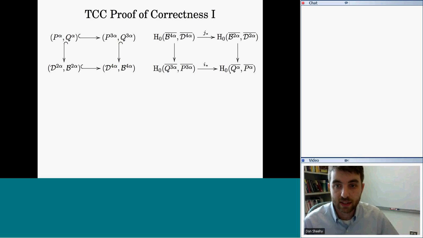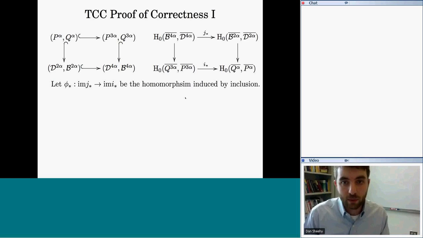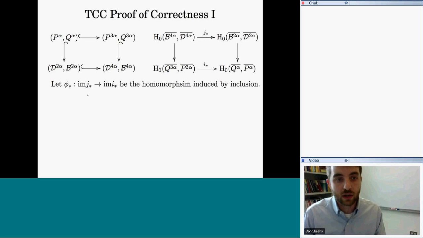Bottom, you'll recognize this is our inclusion of the strong radius into the offsets of the weak radius. This is what we're going to compute, or at least bound using Rips complexes. These inclusion maps, a map between the image of J star up here and into the image of I star on the bottom, are going to be our homomorphism.